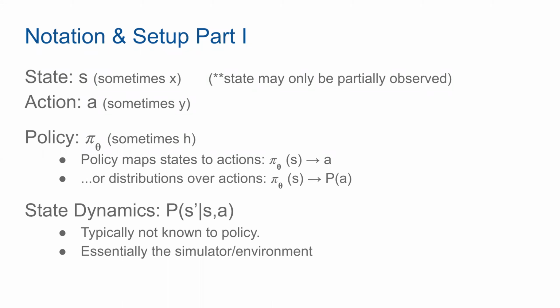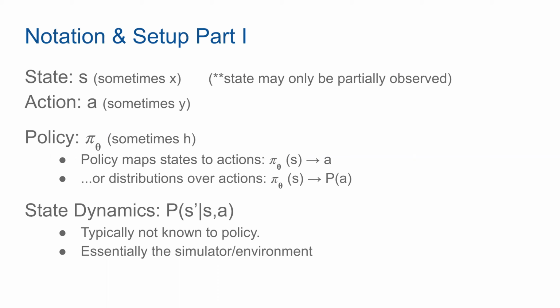So we have a state. It's typically noted S. Sometimes it's noted X. The state may only be partially observed, which means you may not observe the full game state. So for example, in these video games, you typically only observe what you see on the screen, which is not actually the full game state. You have an action, typically noted A, occasionally denoted Y, and you have a policy, typically noted pi, sometimes noted H. We certainly used H a few times in the earlier lectures.